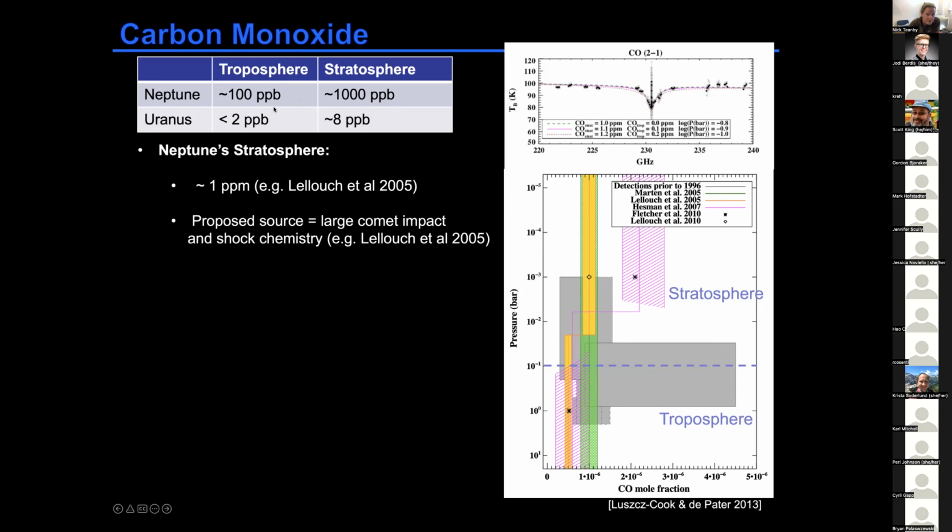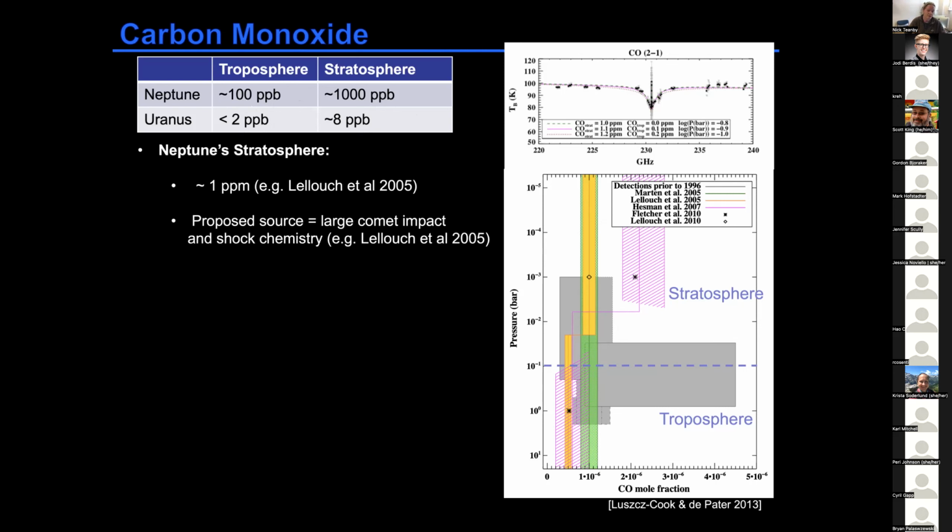As well, in the troposphere on Neptune, we also seem to have a lot of CO, maybe 100 parts per billion, which is also a lot. Whereas on Uranus, it's not even detectable. It's less than 2 parts per billion. So we get a profile like this. We've got high abundance in the stratosphere, low abundance in the troposphere. For that kind of profile, that suggests we have an external source, at least for the stratosphere.